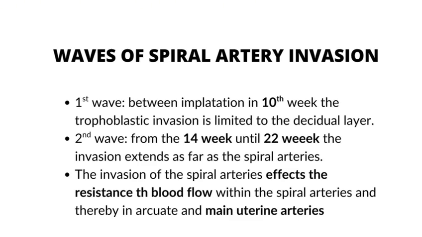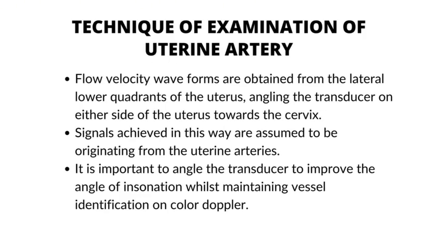Now we'll discuss the technique of examination of the uterine artery. The flow velocity waveforms are obtained from the lateral lower quadrants of the uterus, angling the transducer on either side of the uterus towards the cervix. Signals achieved in this way are assumed to be originating from the uterine arteries. It's important to angle the transducer to improve the angle of insonation whilst maintaining the vessel identification on color Doppler.